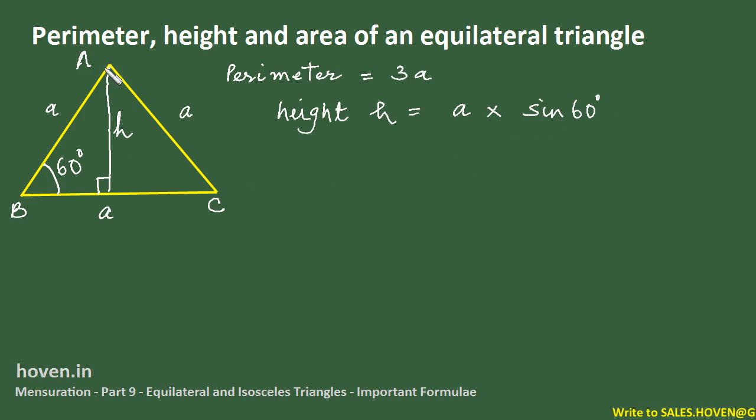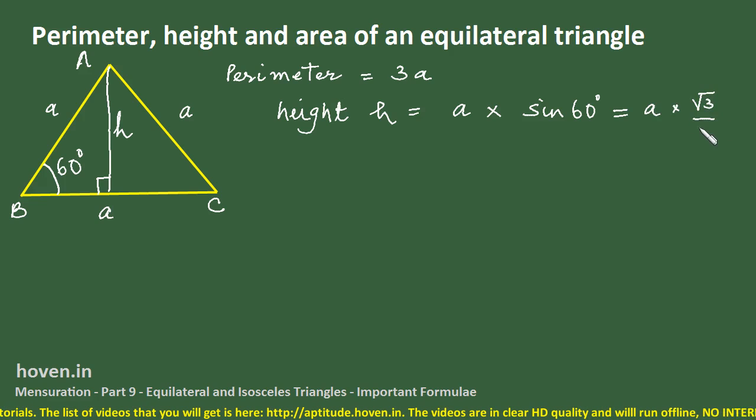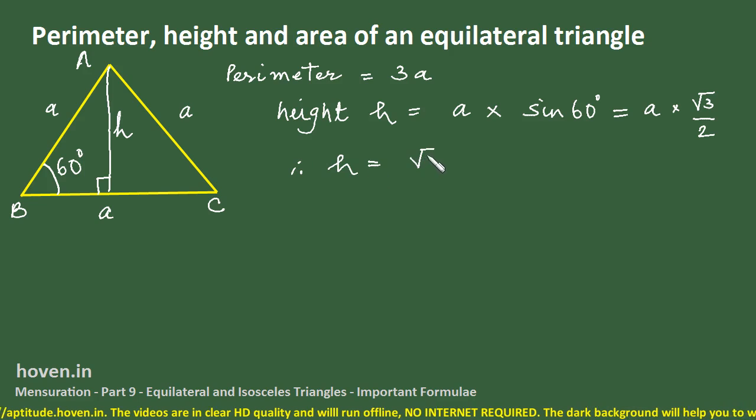Why? Because this triangle is a right angle triangle, and from the basic trigonometric ratios, we can see that height, this perpendicular, will be equal to hypotenuse A into sine of this angle 60 degrees. And we already know that sine of 60 degrees is equal to square root of 3 by 2. Therefore, H can be written as equal to square root of 3 by 2 into A.